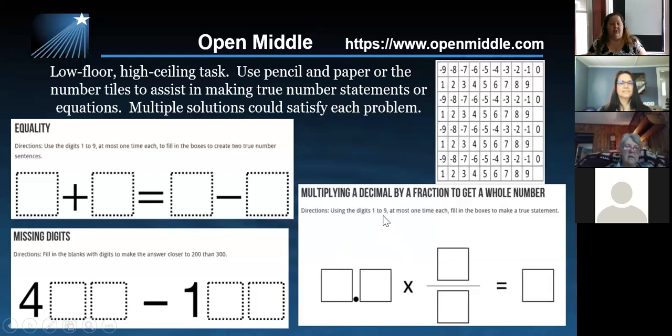Again, you're using those digits from 1 to 9, at most one time each, to fill in the boxes to make a true statement. So students, probably 4th, 5th grade, are using these to come up with a solution that would meet the criteria. So I want to take you to that website because I want to show you how the website is set up.